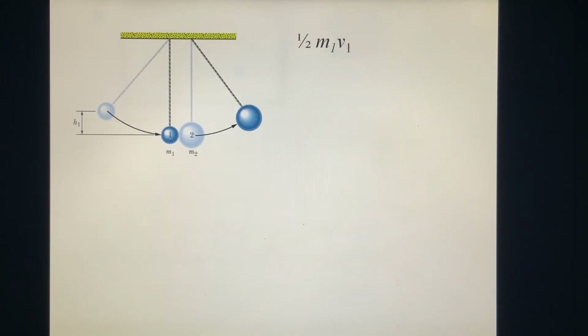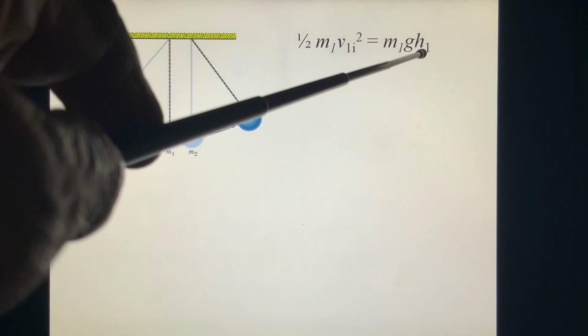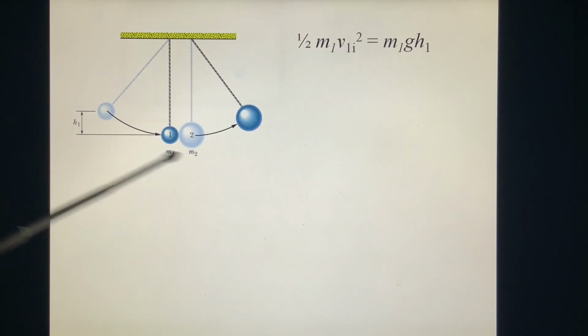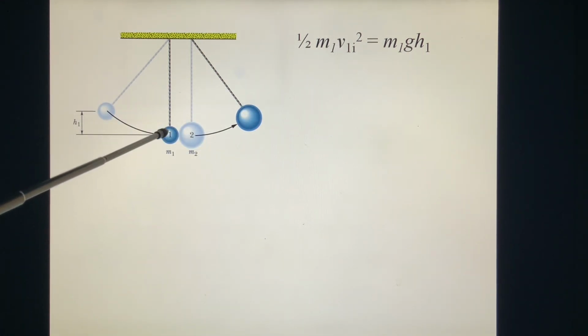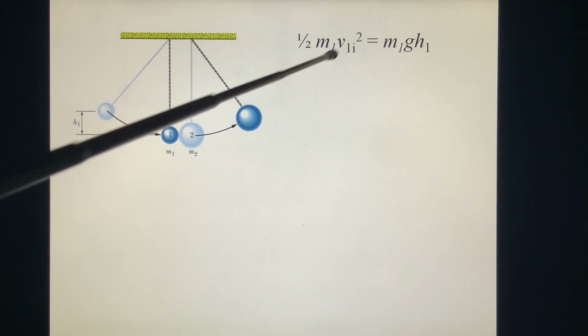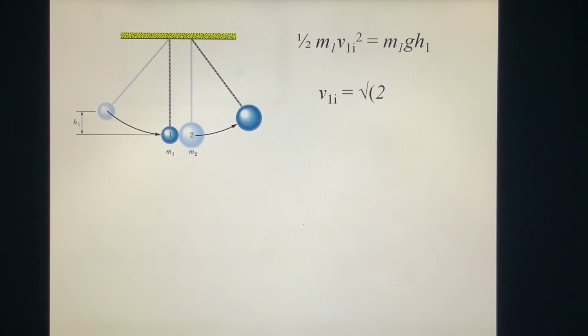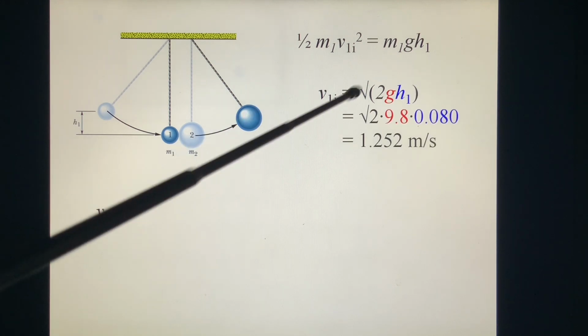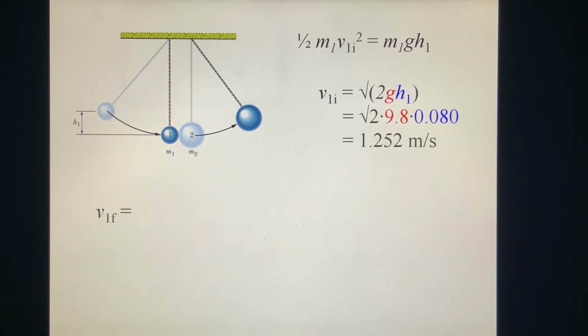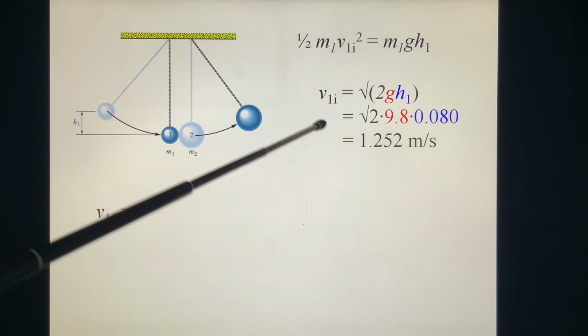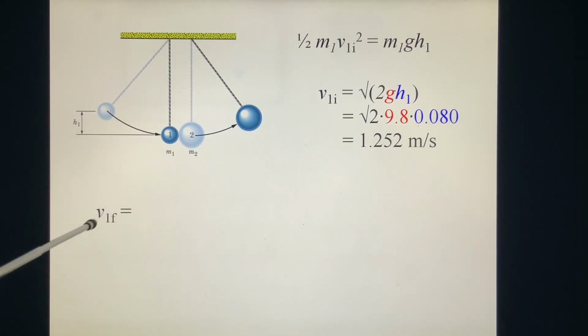That's an easy one. Now, this is energy conservation. The velocity from here: the potential energy change m1 g h1 equals half m1 v1 initial squared. We can find the speed from here. We put the numbers in and get 1.252 meters per second. Now with this one, we use the formula. This is the one we want to find, v1 final.